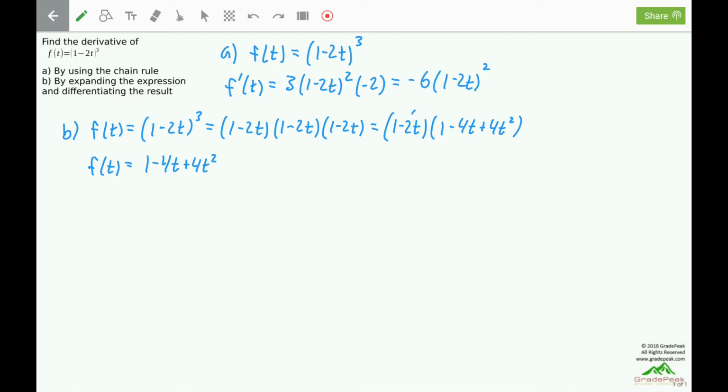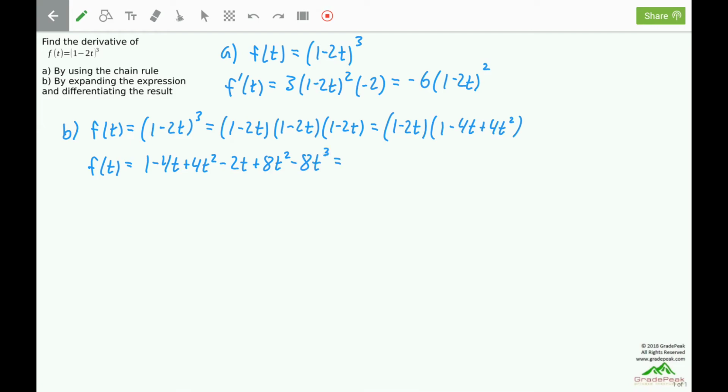Now we're going to FOIL the negative 2t into each of those. Negative 2t times 1 is negative 2t. Negative 2t times negative 4t is a positive 8t squared. And negative 2t times 4t squared is a negative 8t cubed.